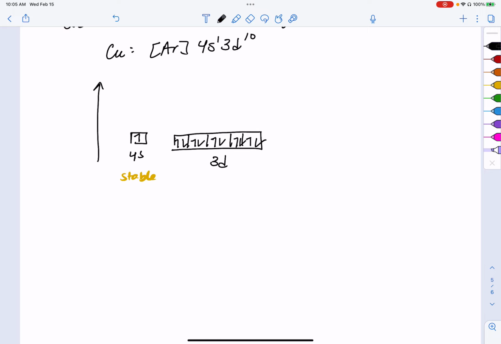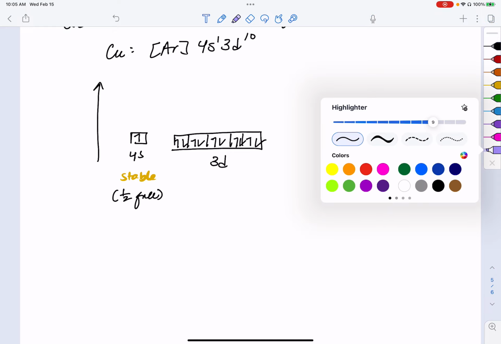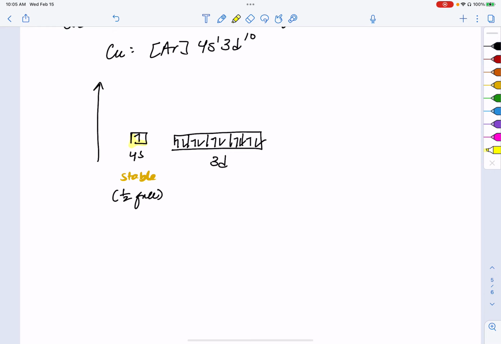So it is stable. And then we also have now our 3d, which is completely full, which is even more stable because it's got every single orbital totally and completely full of electrons.